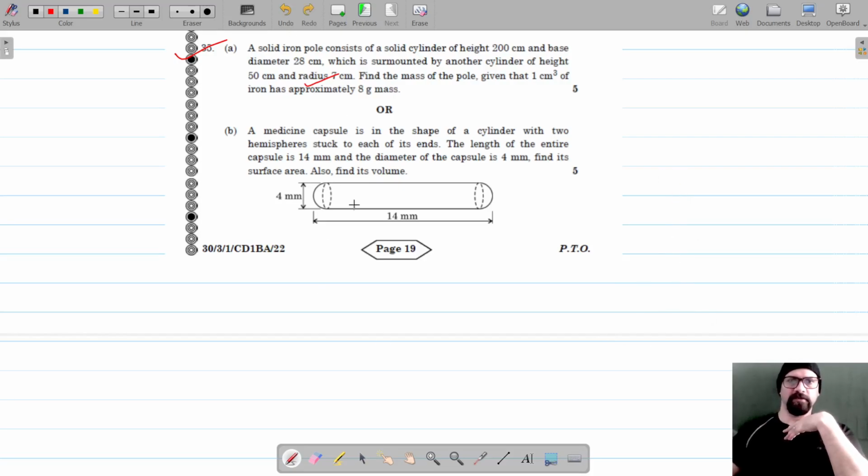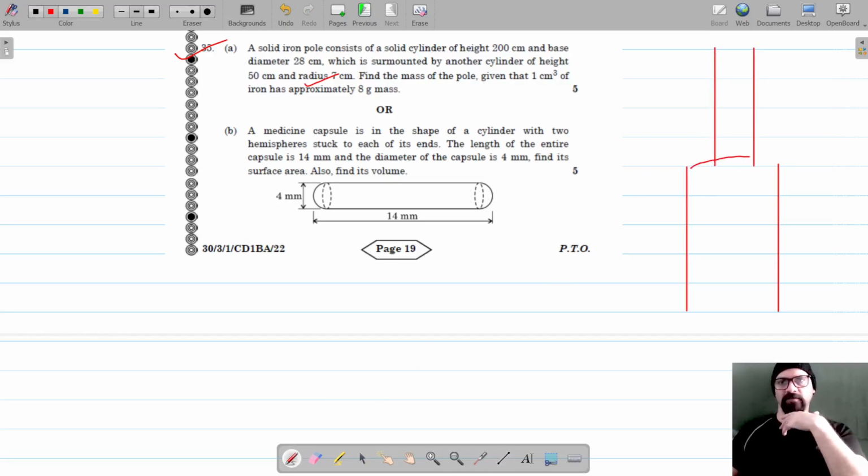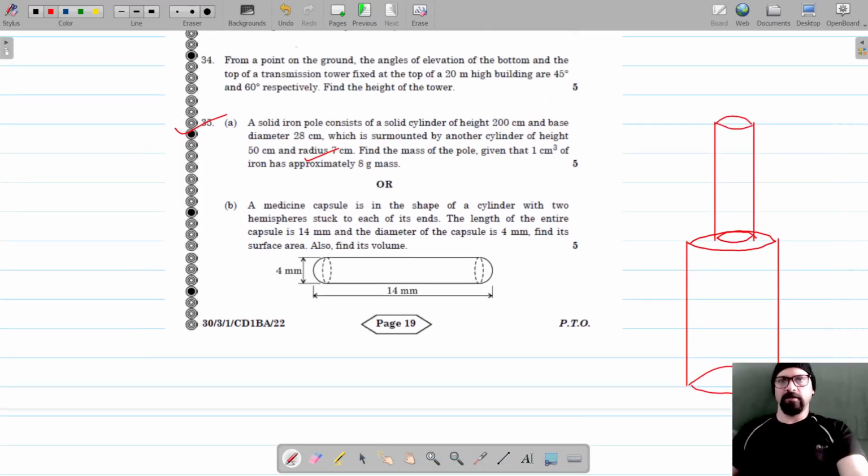So the question looks like this. There is a cylinder of bigger diameter, and there is one more cylinder on top of this, and this is our pole. This is how the pole looks, and this is the lower cylinder, and on top of that is one more cylinder. Now this is our pole.